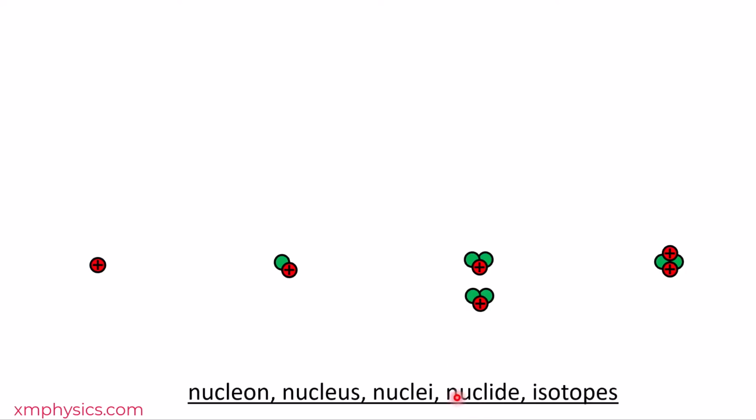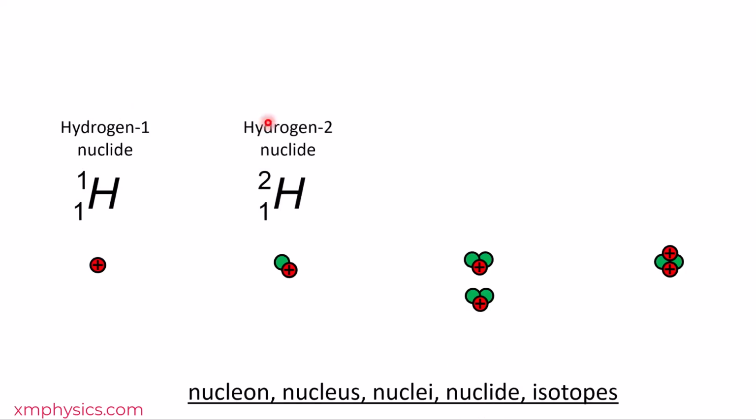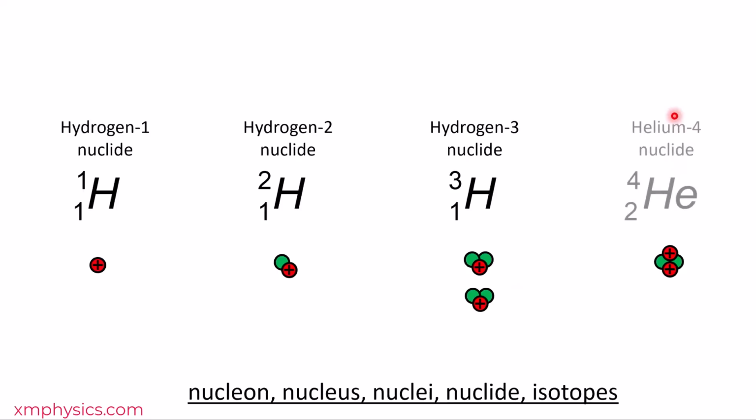Now, how many types of nuclides do you see here? 4 types, right? There's a hydrogen-1, hydrogen-2, hydrogen-3, and helium-4. These 2 nuclei are the same nuclide because they have the same nuclear composition. Now, what about isotopes? These 3 are isotopes of hydrogen because all 3 of them have 1 proton but different numbers of neutrons. Alright, that's all.